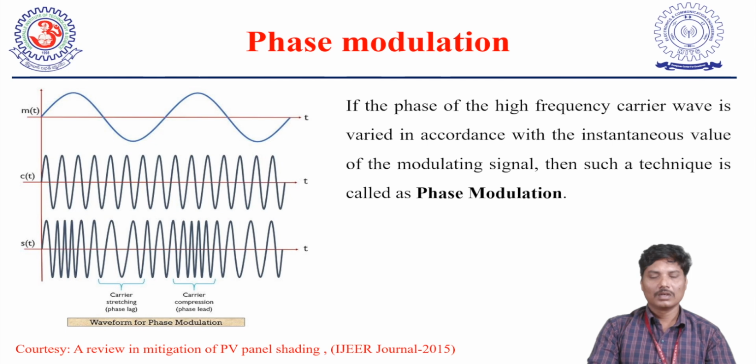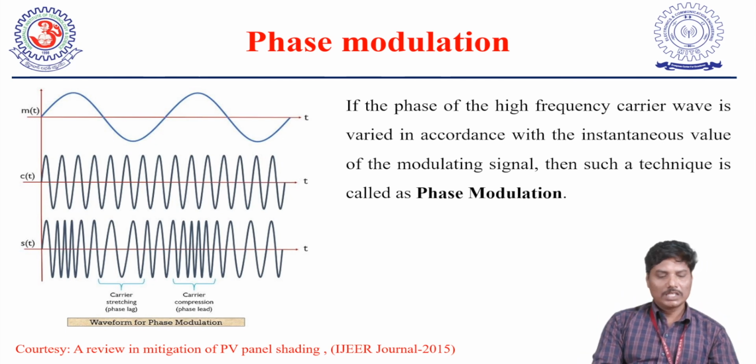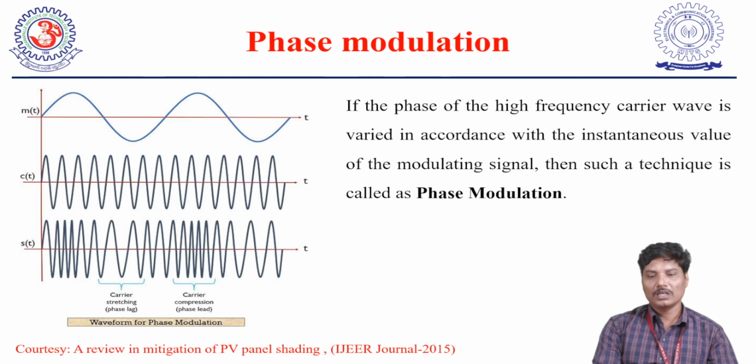And the last is phase modulation. What is phase modulation? Previously, we kept the information in terms of amplitudes in amplitude modulation, and in terms of frequency in frequency modulation. Here we are going to keep the information in terms of angles, in terms of phase. Yes or no? That means, here we can't see it, but internally the phase of the carrier wave is varied in accordance with the message signal.